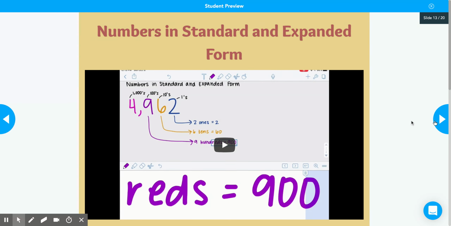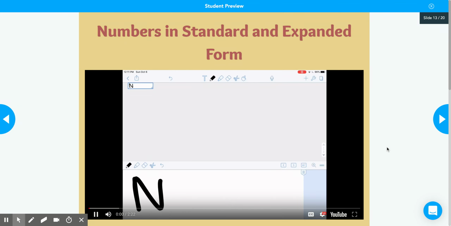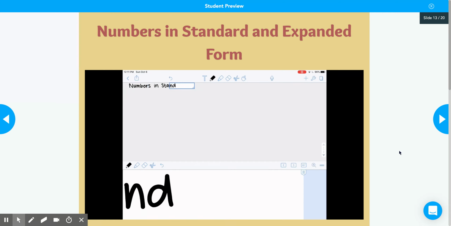Lastly, let's talk about converting numbers from expanded form to standard form and vice versa. Let's watch a quick video on how to do so. Lastly, in this lesson, we will be talking about how to convert numbers from standard form to expanded form and vice versa.